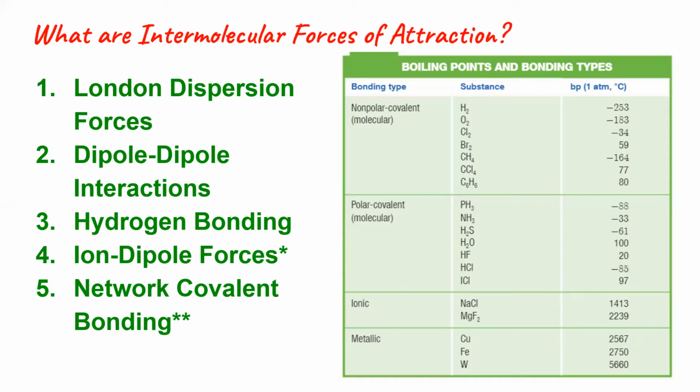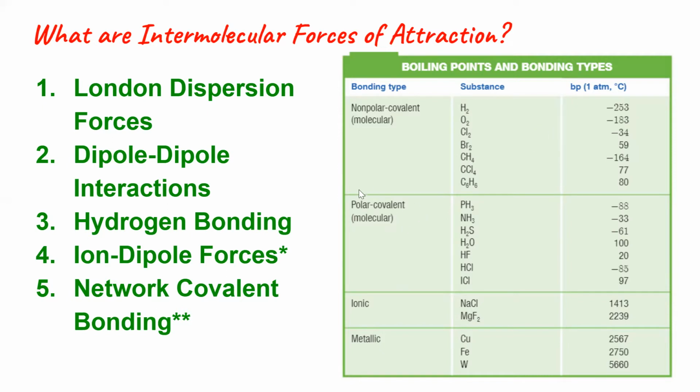Now, numbers 4 and 5 are not really intermolecular forces of attraction. That's why they have the little asterisk there. We'll talk in depth about what is meant by ion dipole forces and network covalent bonding. What I do want you to notice is in the table on the right side, you'll see that nonpolar molecules, and a lot of these are diatomic, so H2, O2, Cl2, Br2, they tend to have very, very low melting points. Negative 253 degrees Celsius for hydrogen, negative 183 degrees Celsius for oxygen. These are extremely low melting points and boiling points.